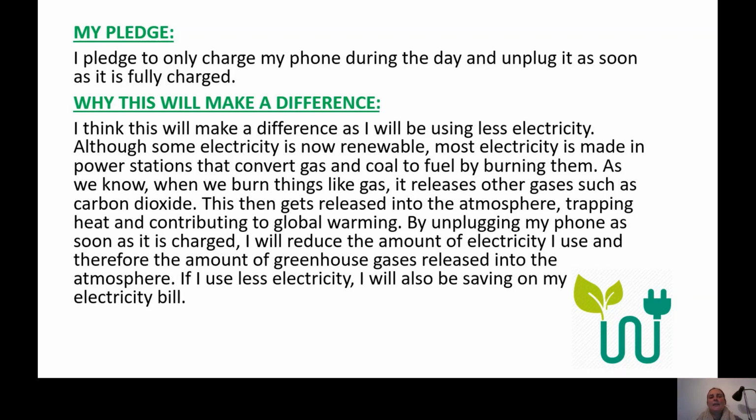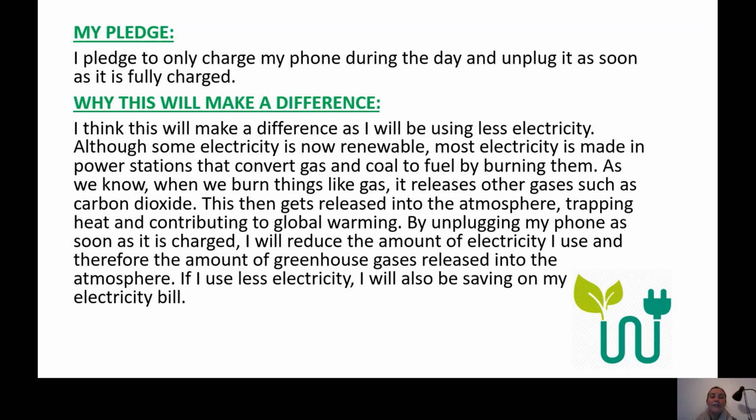So why do I think this is going to make a difference? I think this is going to make a difference because it will use less electricity. Although some electricity is now renewable, most electricity is made in power stations that convert gas and coal to fuel by burning them. As we know, when we burn things like gas, it releases other gases such as carbon dioxide. This then gets released into the atmosphere, trapping heat and contributing to global warming.